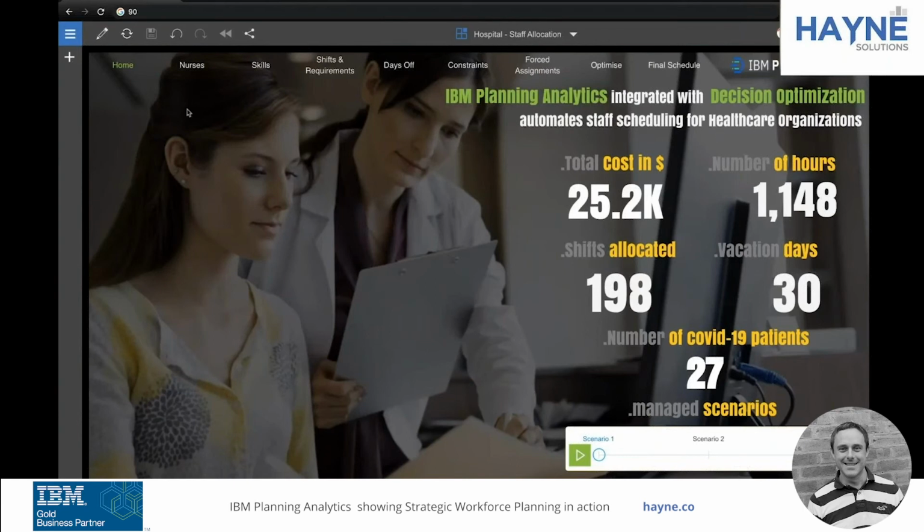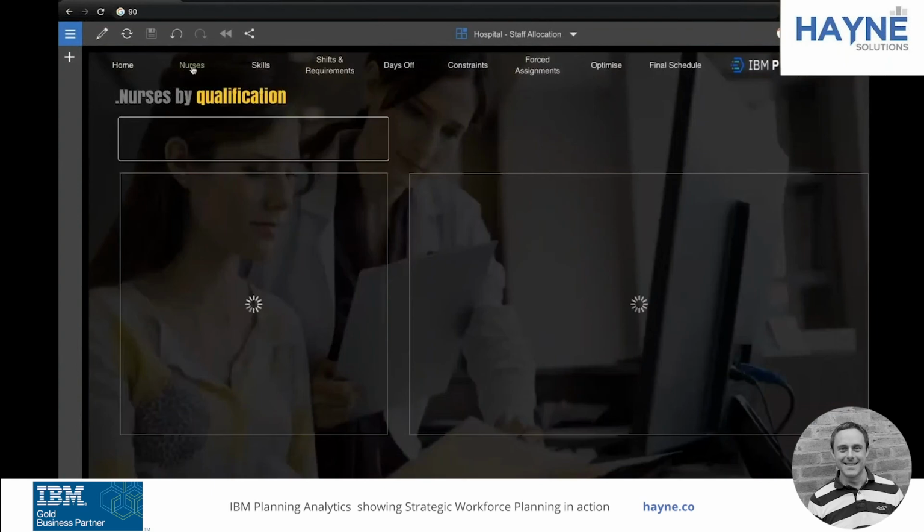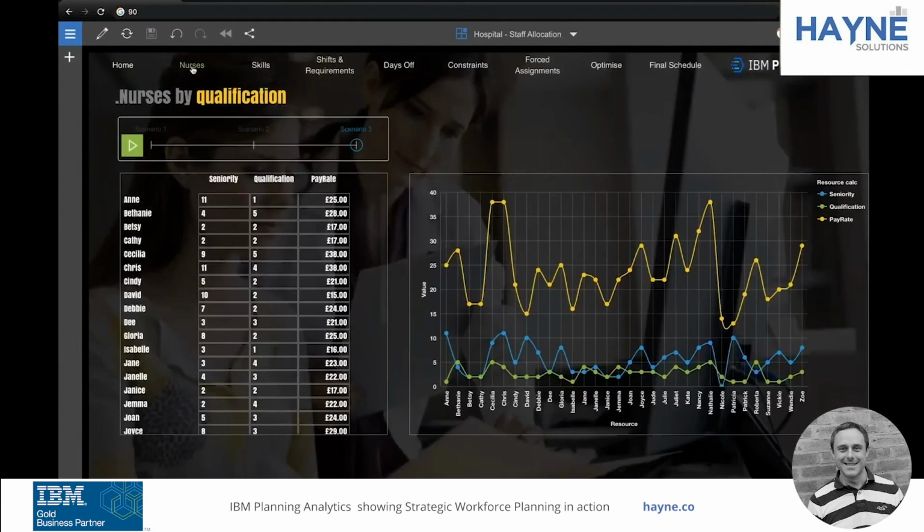So the first thing we'd need to look at in this application is our resources, our nurses, that we need to allocate to different shifts. So here we have each of the different nurses, their seniority, their qualification, and their pay rates. And we also have this charted over on the right-hand side.